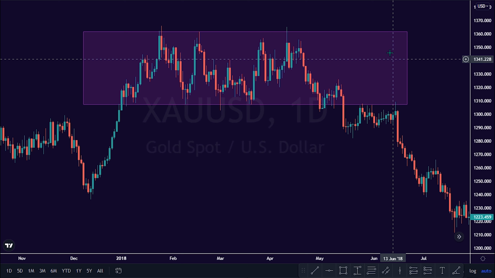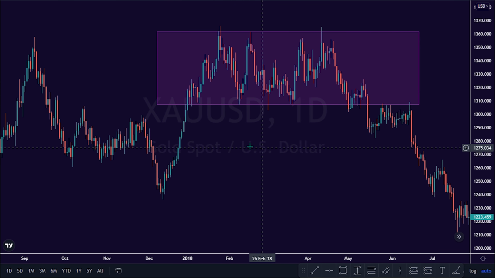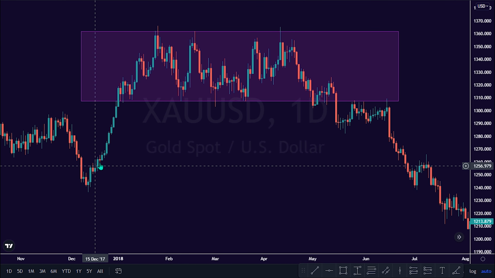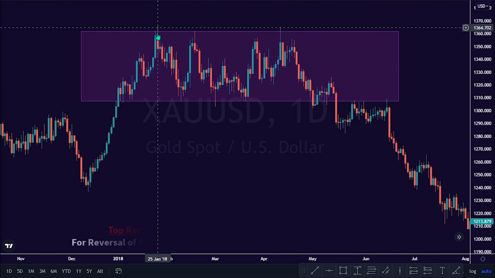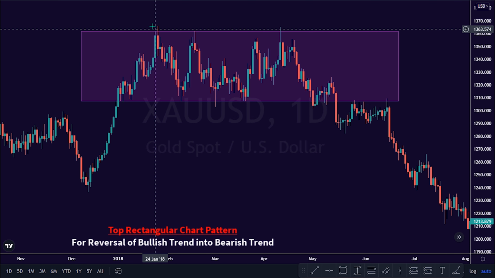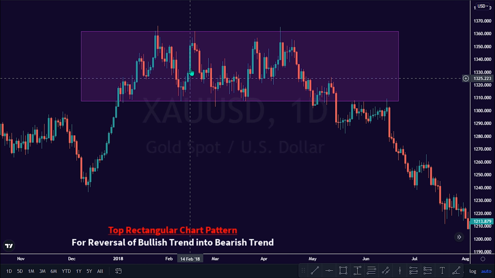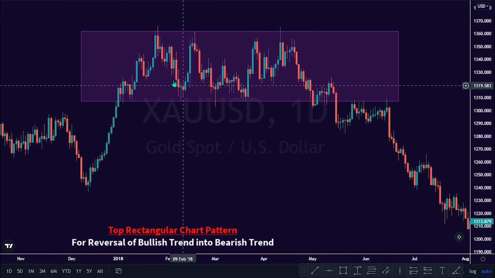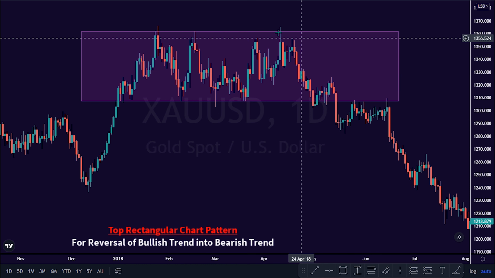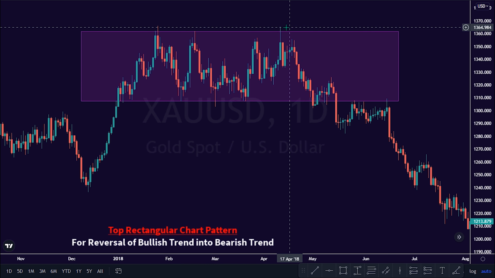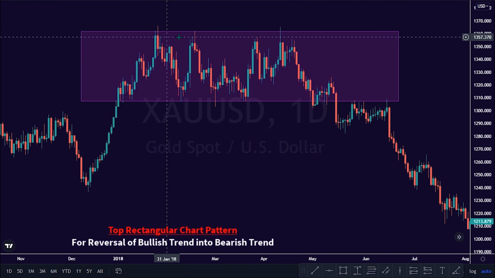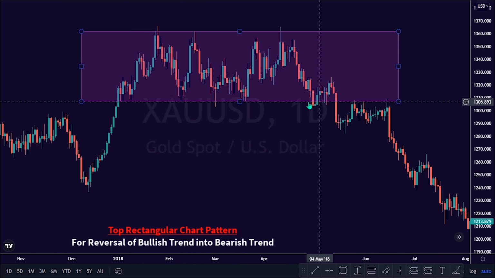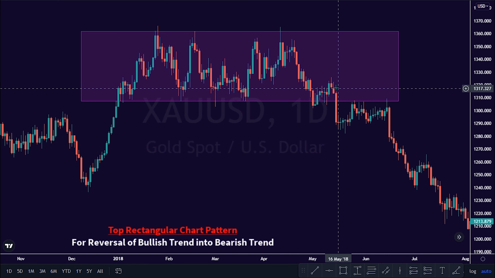It's time we study how the top rectangular chart pattern plays out in the market. Here's the daily chart of gold. As we can see, price made a bullish rally to this high. After the bullish rally to this high, price was unable to exceed this high. Price went through a medium of consolidation, thereby resulting in a top rectangular chart pattern. Here's the resistance structure, and here's the support level. Price made a long bearish candlestick breakout here.